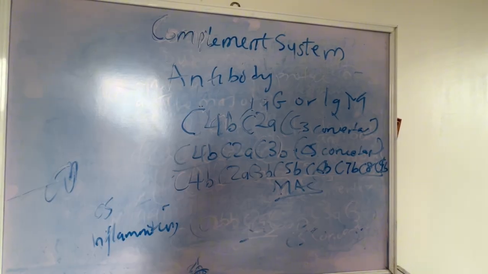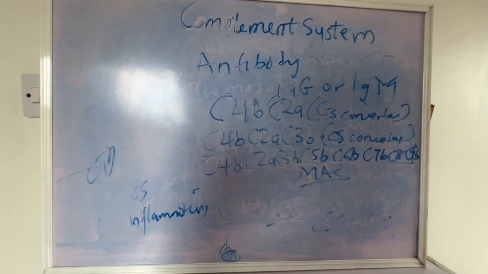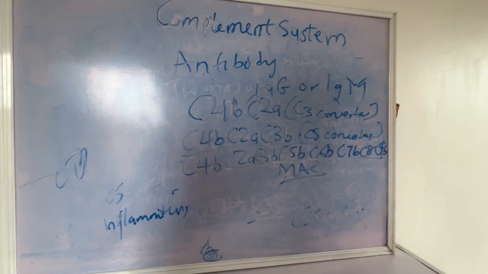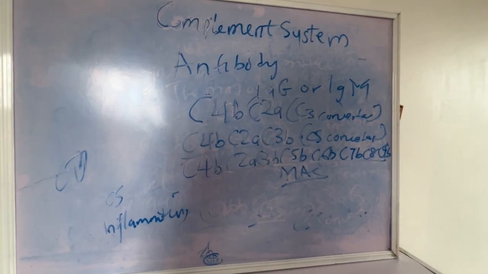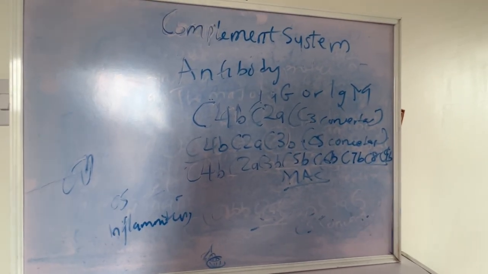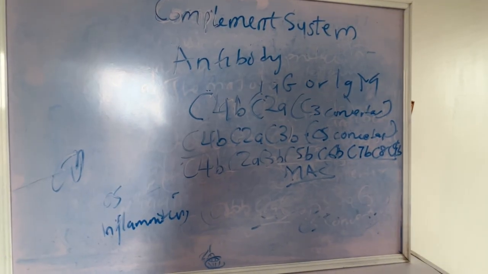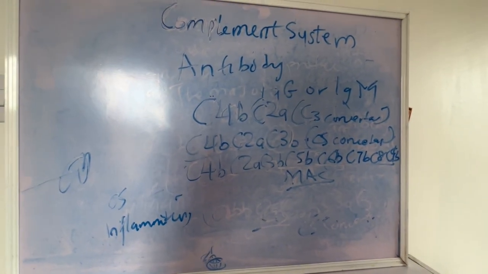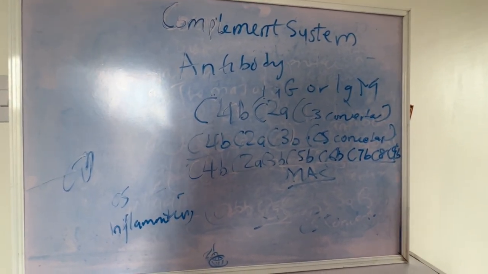In the next video, we are going to be looking at the alternative pathway and the mannose lectin pathway. But don't forget, once you know the larger fragments and the smaller fragments, you know what forms the reaction. See you in the next video.